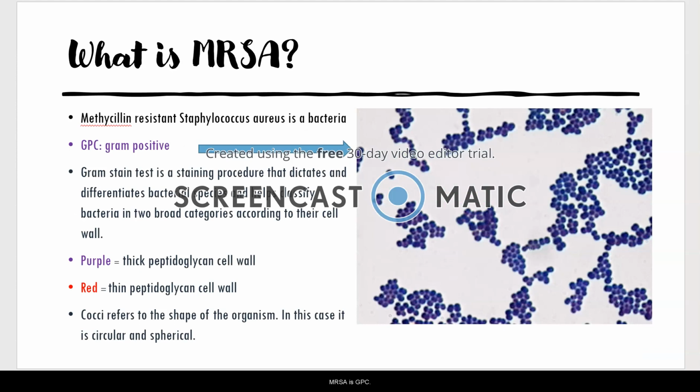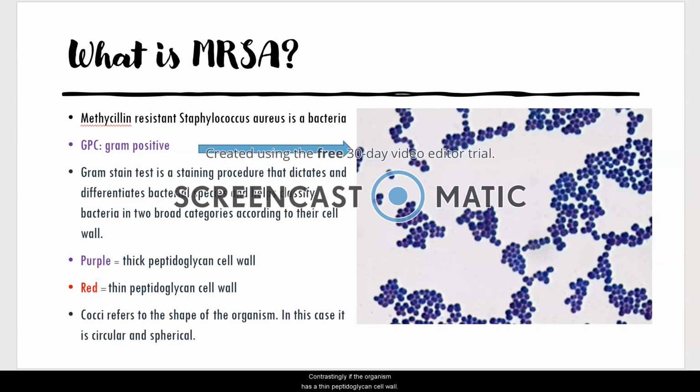MRSA is GPC. What does GPC mean? It stands for gram-positive cocci. Gram-positive is a result that is derived from a staining procedure called the gram staining test. The purpose of this test is to determine the chemical makeup of the cell wall on the bacteria. The gram stain test classifies the organism into two broad categories depending on the cell wall. When the cell wall stains positive, it will appear purple, which will denote that the organism has a thick peptidoglycan cell wall.